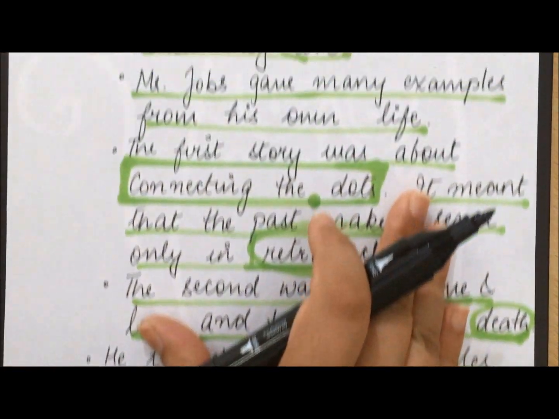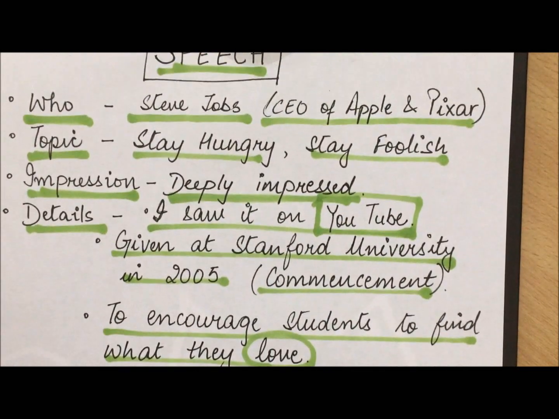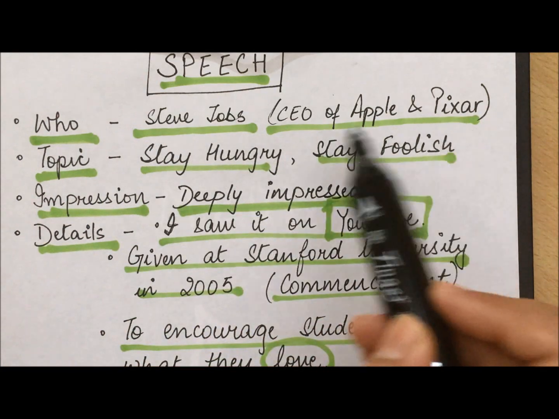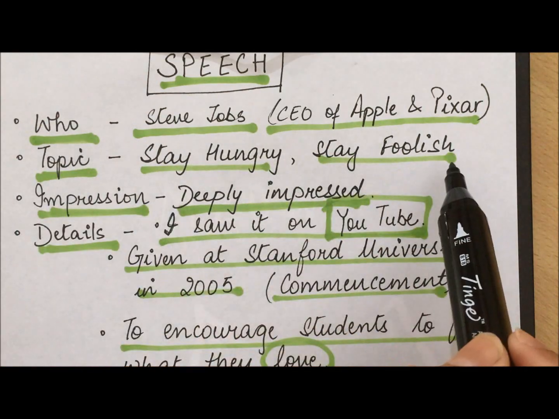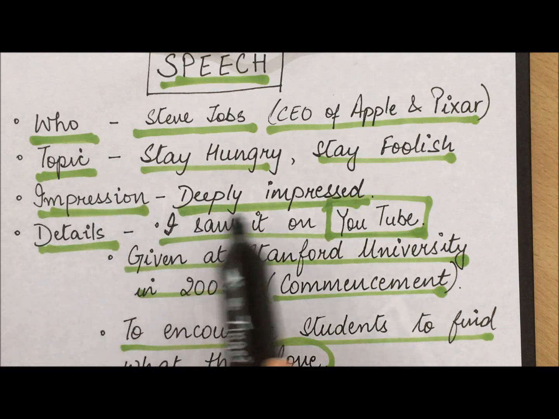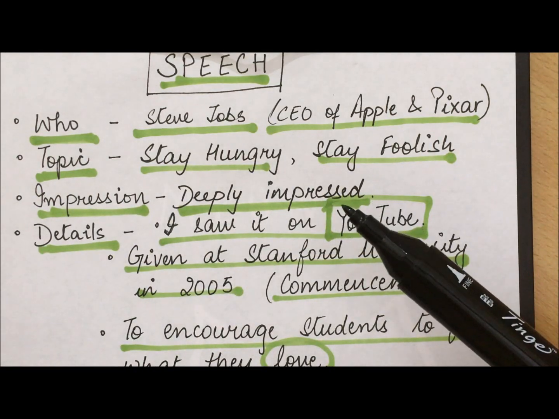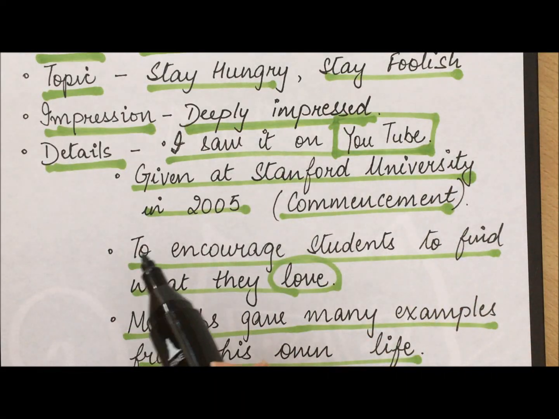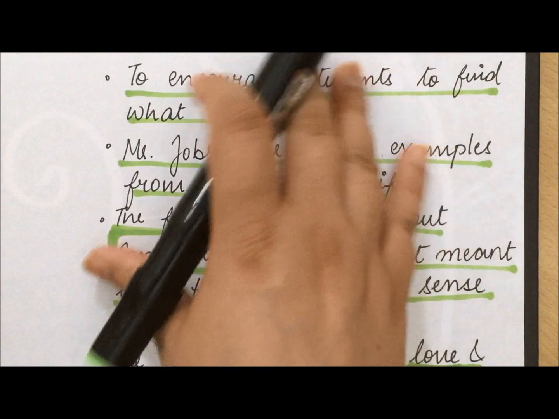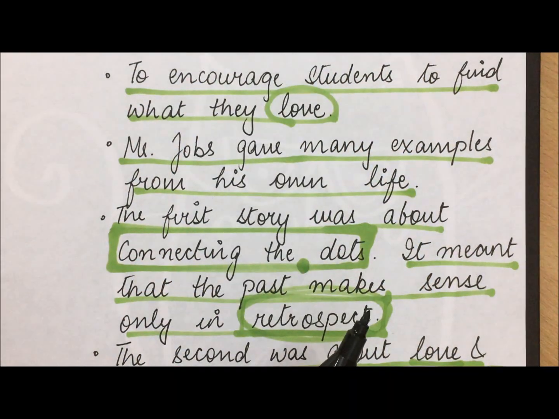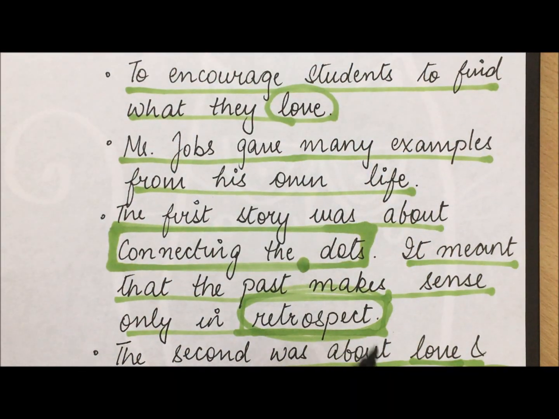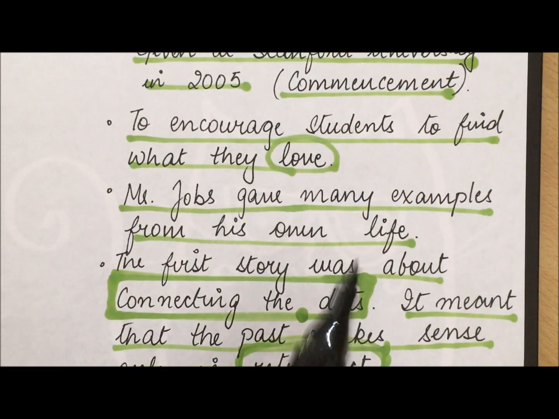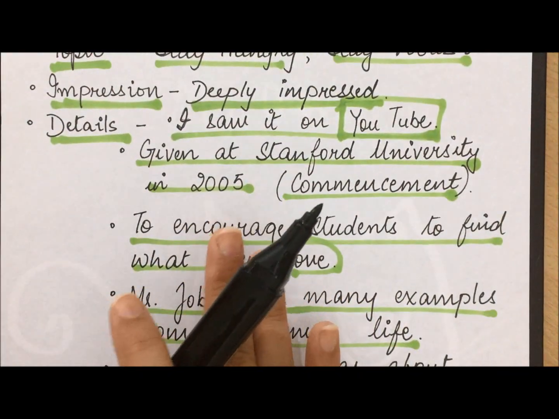Okay, so this is how you can do a speech. I'll reiterate. First, you will talk about who gave the speech, who they are. You will talk about the topic of the speech. You will talk about the impression of the speech. Were you deeply impressed? Were you not so impressed? Then you will give the details: where you saw it, when it was given, what did it actually say, the material of the speech, and you can also say how it affected your own life. So that is most important. Why did you like it? That's the important part. So this was about the speech itself.